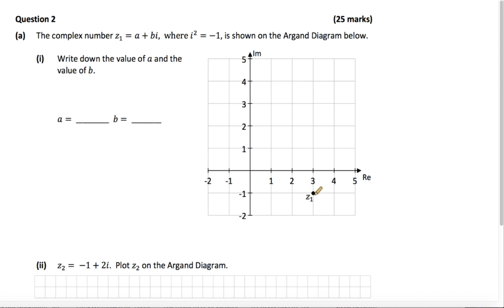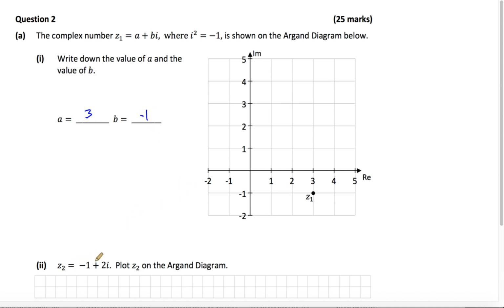So in other words, what's the name of this complex number? Well, it's over 3 on the real axis and -1 on the i-axis. So it's 3 minus 1i. So your a value is 3 and your b value is -1. b is just the number in front of i, so it's not -1i, it's just -1.